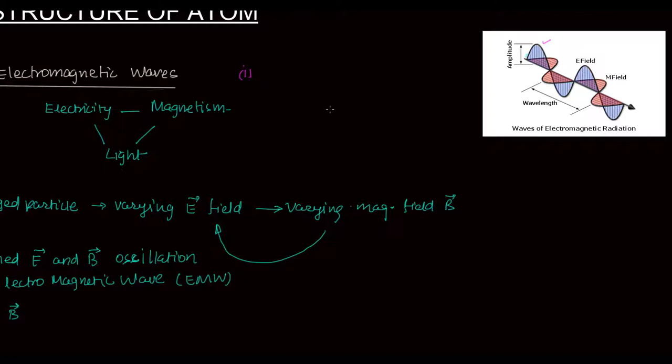The number one observation was that the electric field and the magnetic field are perpendicular to each other, right? That's our first observation, correct? Let me erase this, otherwise it gives a 3D kind of effect. So the first thing is that E and B are perpendicular to each other, and each of them are oscillating.